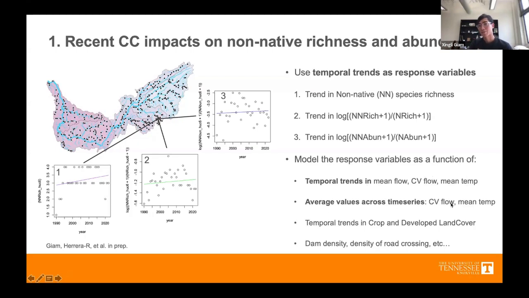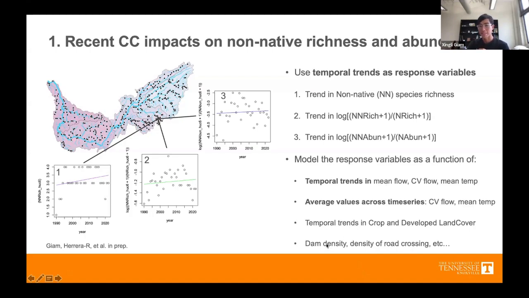So perhaps places that are already more seasonal in their flow, or places that are, in general, on average, warmer, are more likely to have a positive trend in non-native species. So we included those as well. And we included temporal trends in land cover because, in addition to flow, we wanted to look at the effects of land cover as well. So we've got flow, we've got temperature, we've got land cover.